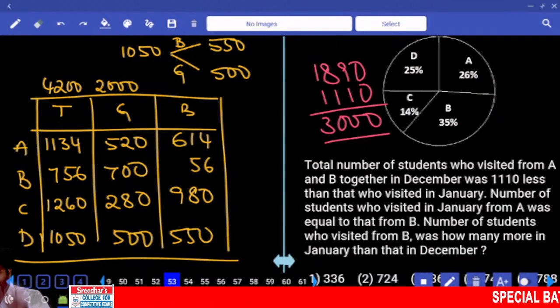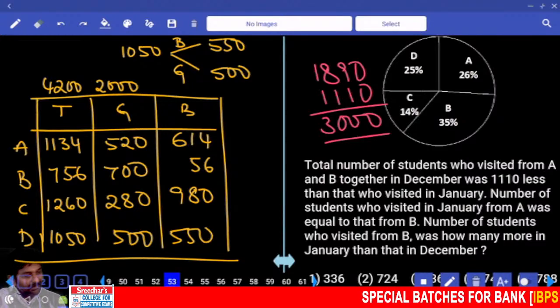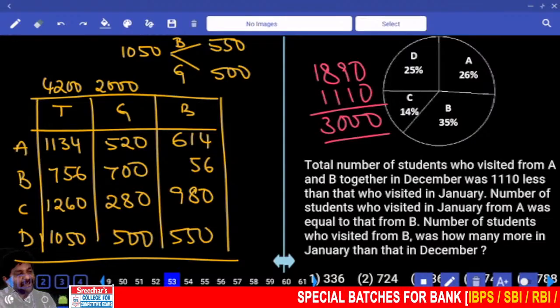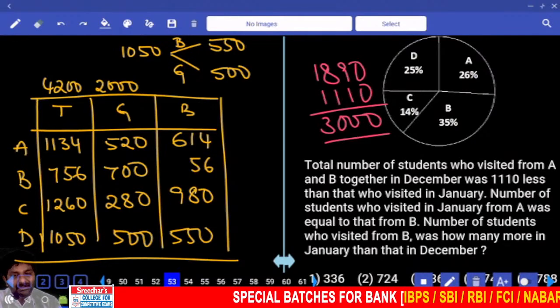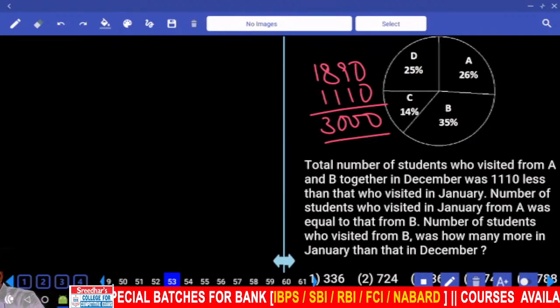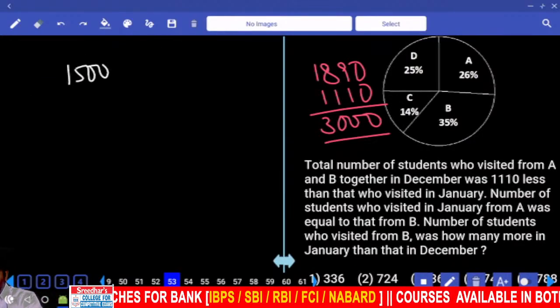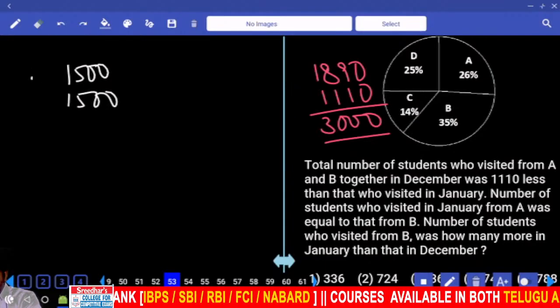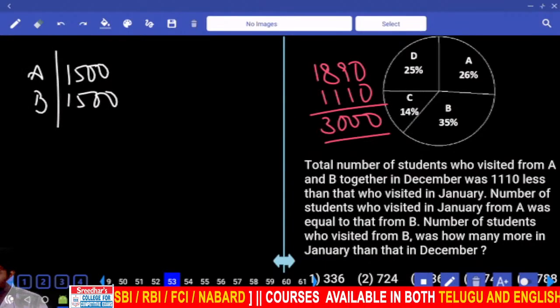So how many total people are in January? 3000. Number of students who visited in January from A was equal to that of B. AB together it is 3000. In A and B both are equal. So each will be 1500.